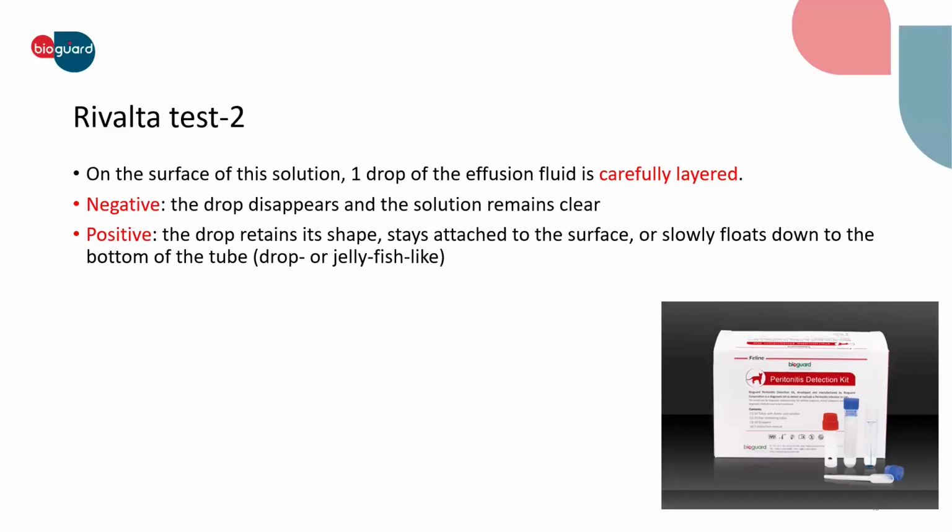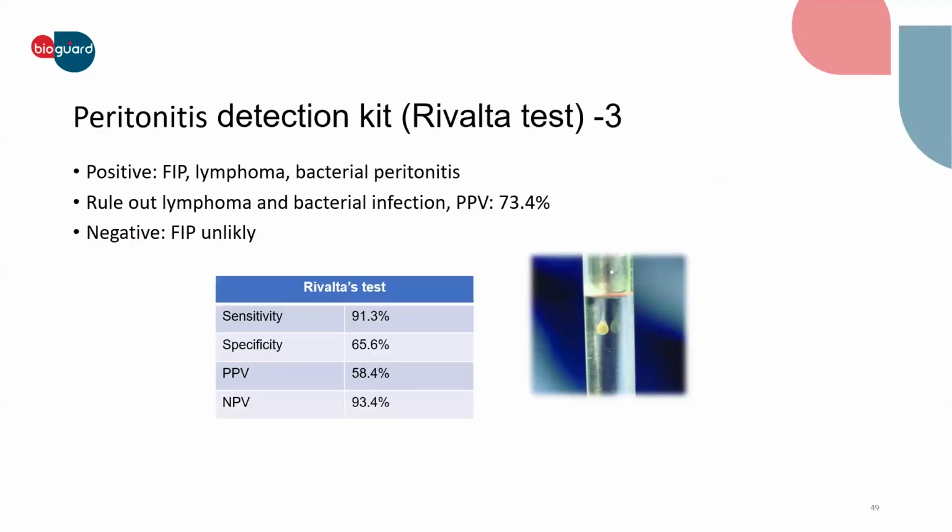If it's negative, the drop and the solution will remain clear. If it's positive, the drop retains its shape, stays attached to the surface, or just slowly flows down to the bottom of the tube. It's like a drop or jellyfish, just like the figure here.